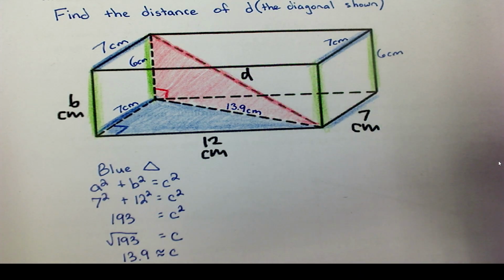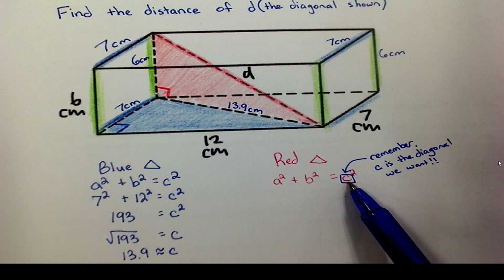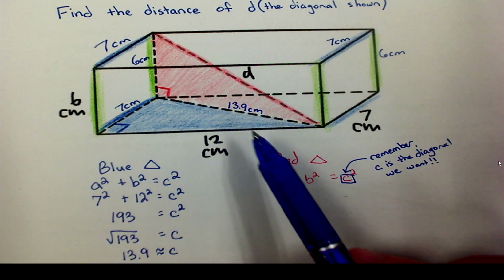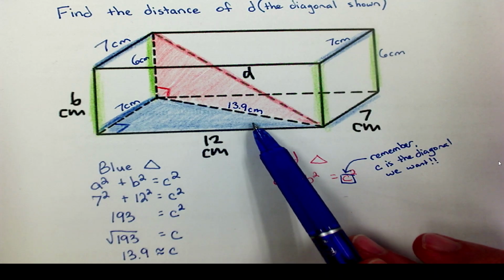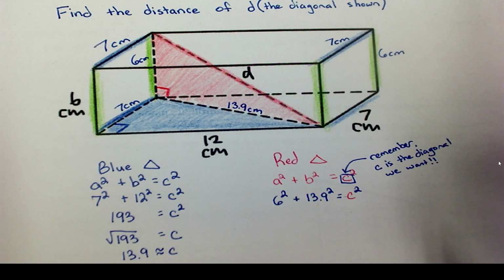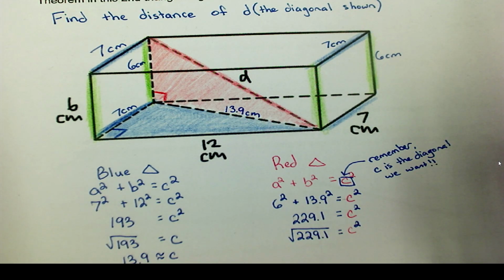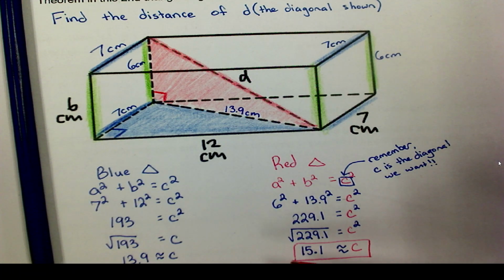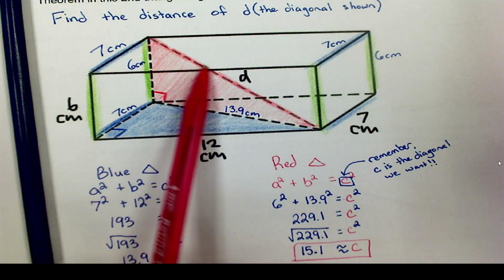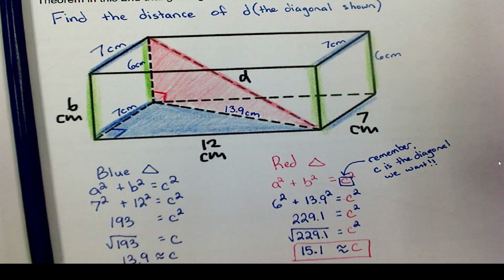A, find the distance of D. If we can get C, we're in good shape. Let's plug in 6 and 13.9 into our Pythagorean theorem. So we get about 15.1 centimeters, and we still do our check. The hypotenuse should always be bigger than your legs. 15.1 is bigger than the largest leg.